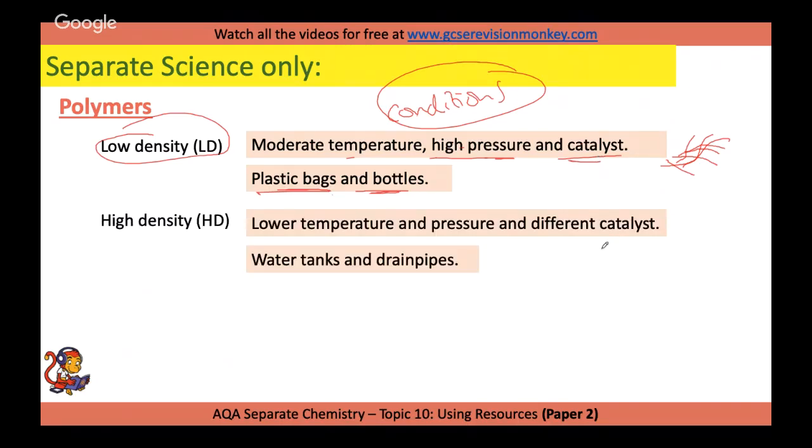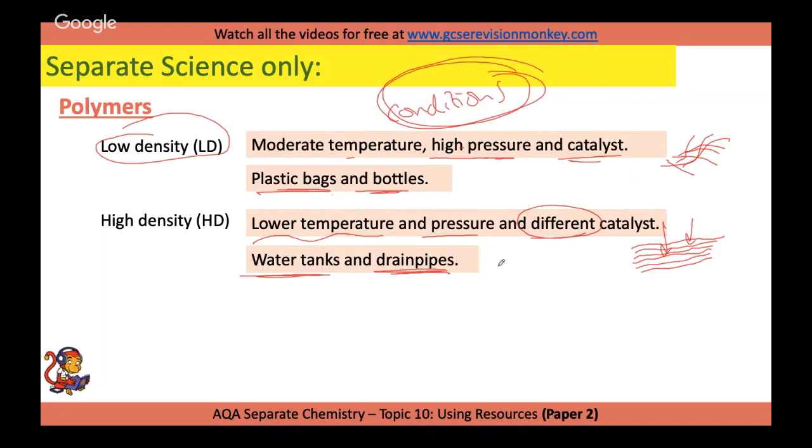With a high density polymer, the polymer strands are much closer together and you can push them closer together. They make a really hard plastic polymer because you can squish all those together. You make those at a lower temperature and pressure and you use a different catalyst. So the conditions for making the polymer are really important. They're useful for things such as water tanks and drain pipes. Much harder plastics are your high density ones, things like helmets.